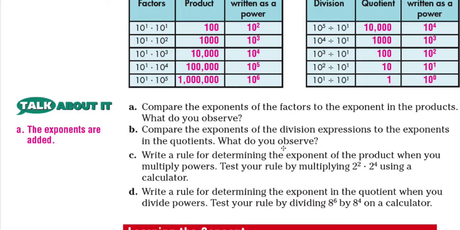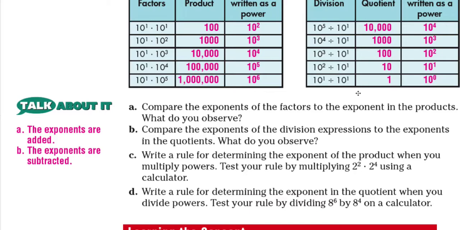Compare the exponents of division expressions to the exponents in the quotients. What do you observe? Instead of being added as in letter A, in letter B they are subtracted. 5 minus 1 is 4. 4 minus 1 is 3. 3 minus 2 is 2. 2 minus 1 is 1. 1 minus 1 is 0.